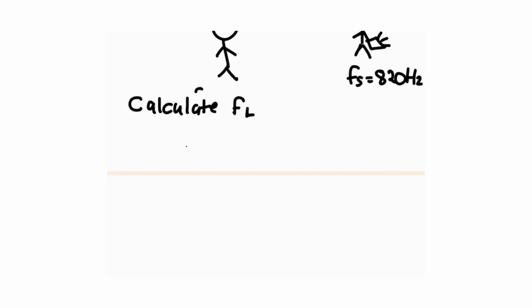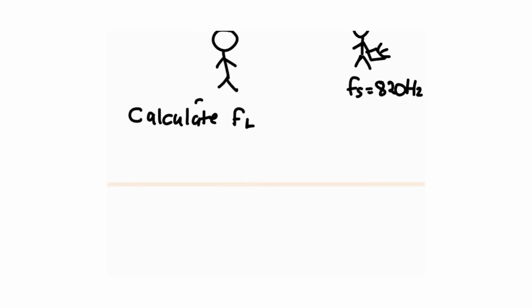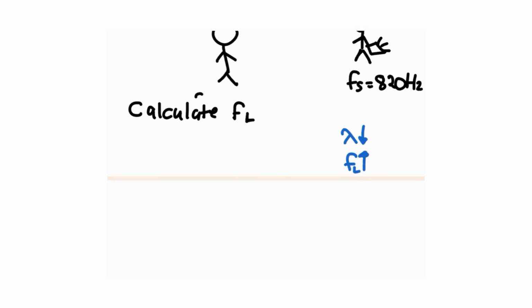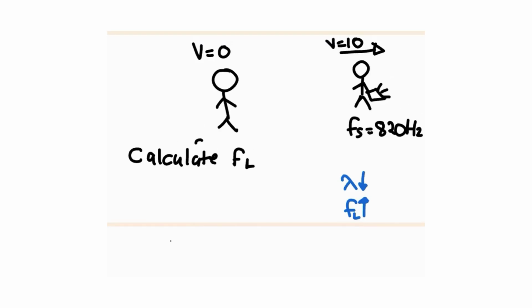Okay, remember, first things first, we need to check what is happening to our wavelength. Is it increasing or is it decreasing? Friend is moving away, wavelength is decreasing. And then frequency, it's definitely supposed to increase because they are inversely proportional. So our FL is increasing.